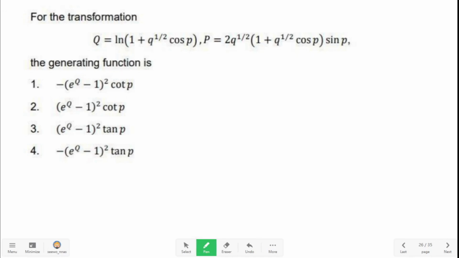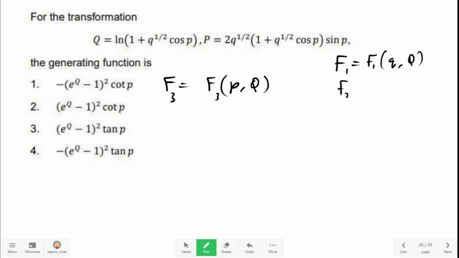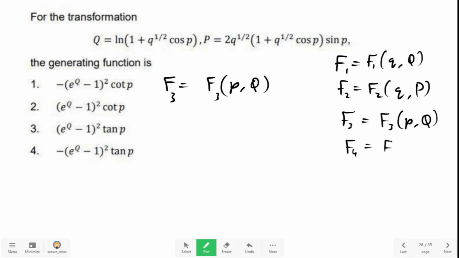Among the given options, all of them are functions of small p and capital Q. So this is a type 3 generating function. There are 4 types of generating function. F1 is a function of small q and capital Q. F2, the type 2 generating function, is a function of small q and capital P. Type 3 is a function of small p and capital Q, and type 4 is a function of small p and capital P.